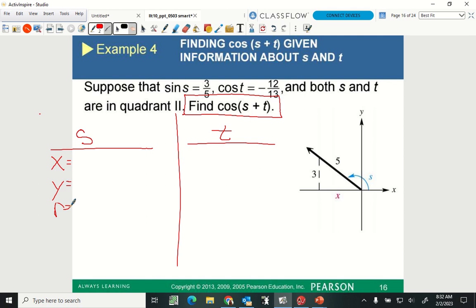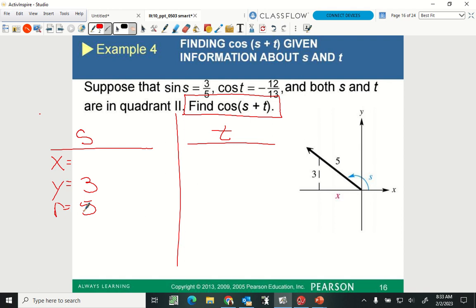For angle s, right here where it says sine s, it gives me a sine. Okay, what does sine represent? Y over r. So my y value here is 3. My r value is 5. And Pythagorean theorem, define my x. And I know that since it's in quadrant 2, x has to be negative.